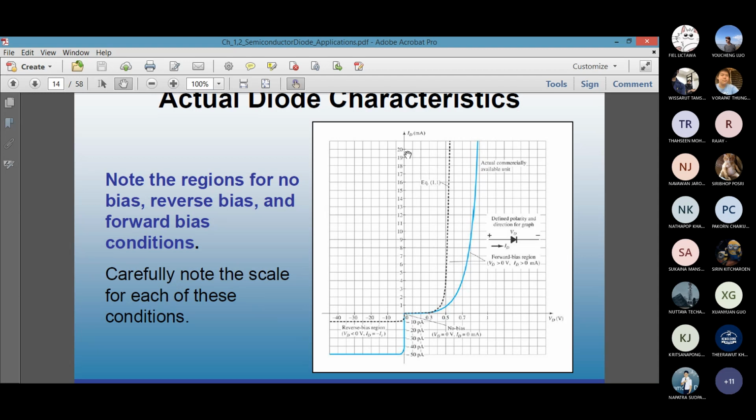But it does not mean that the diode can handle infinite current. There is a maximum forward current rating for the diode, which you will find from the spec sheet. If you exceed that rating, you will damage it.